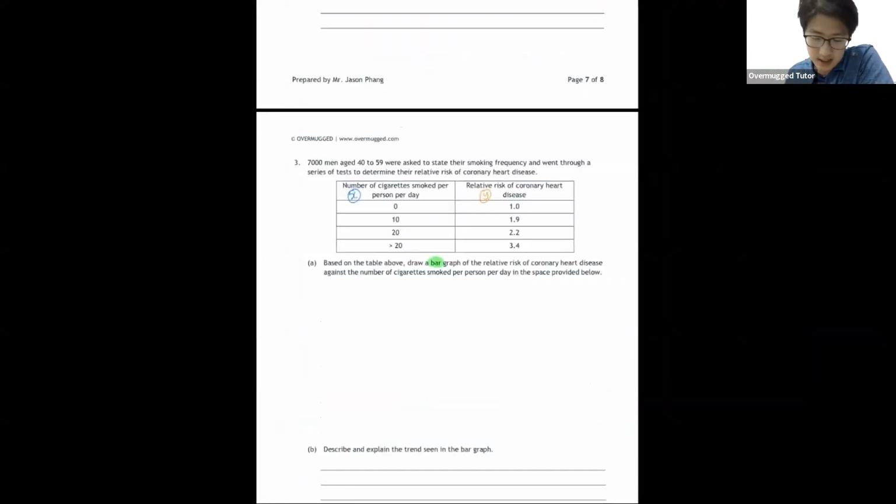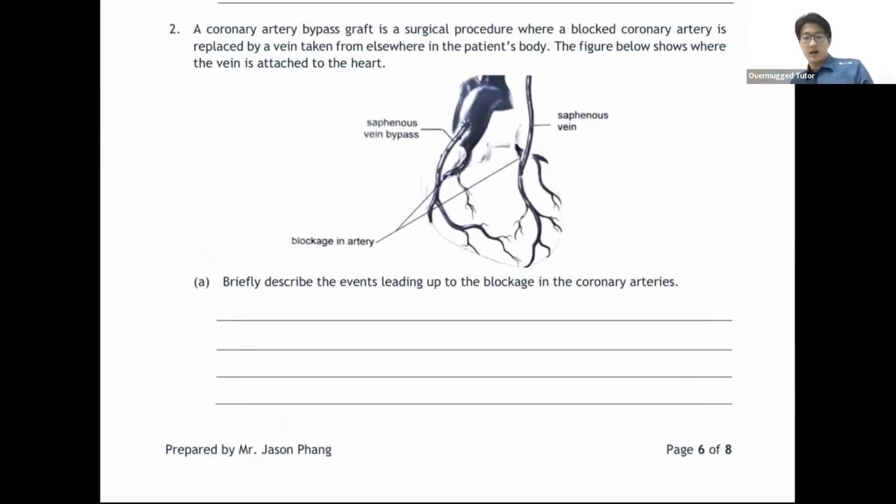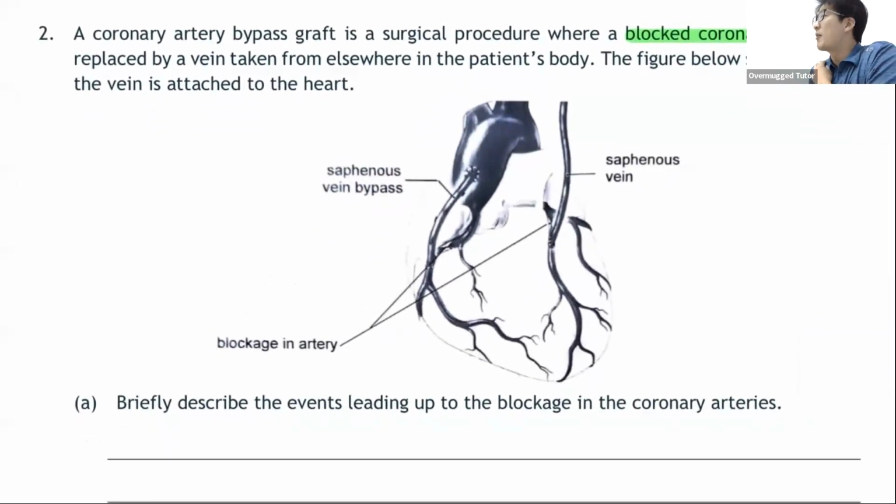Let's have a look at the heart. Coronary artery bypass graft. The coronary arteries are blocked. So blood cannot flow past the blockage, which means the heart muscles cannot receive enough oxygenated blood. Definitely a bad thing, right? I need the heart to function properly, so I'm going to insert a graft.